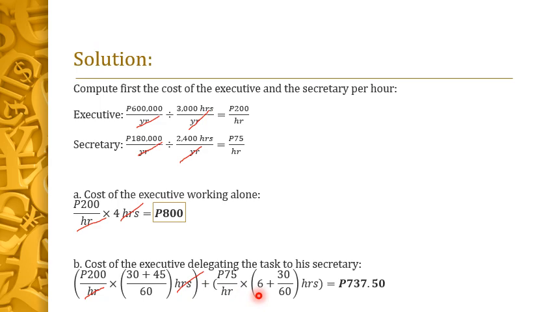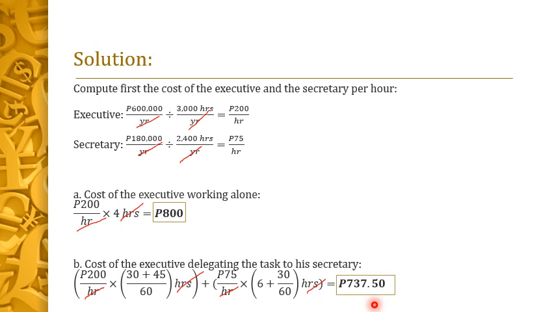times she works 6 hours plus 30 minutes to be instructed by her executive. Note again that this is in minutes. We should be consistent with hours by dividing this by 60 minutes. We cancel hours again, so that the cost of the executive delegating the task to his secretary is 737.50 pesos.